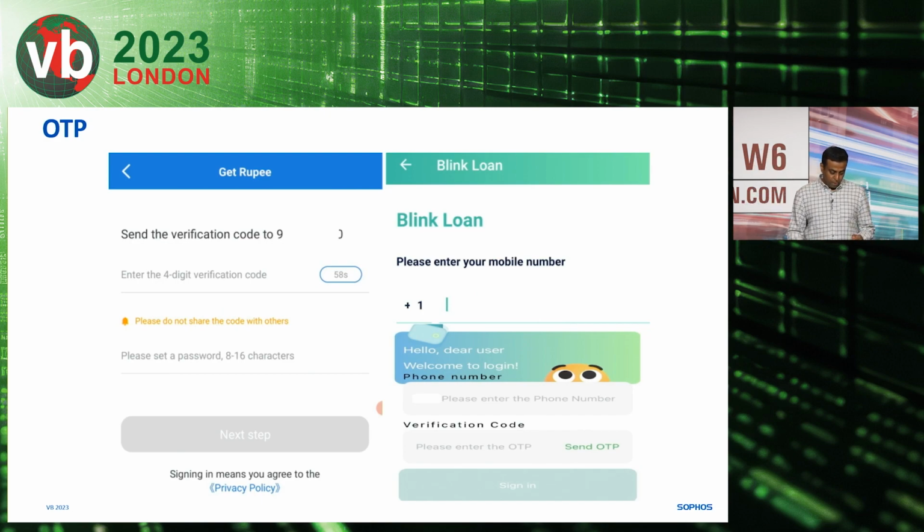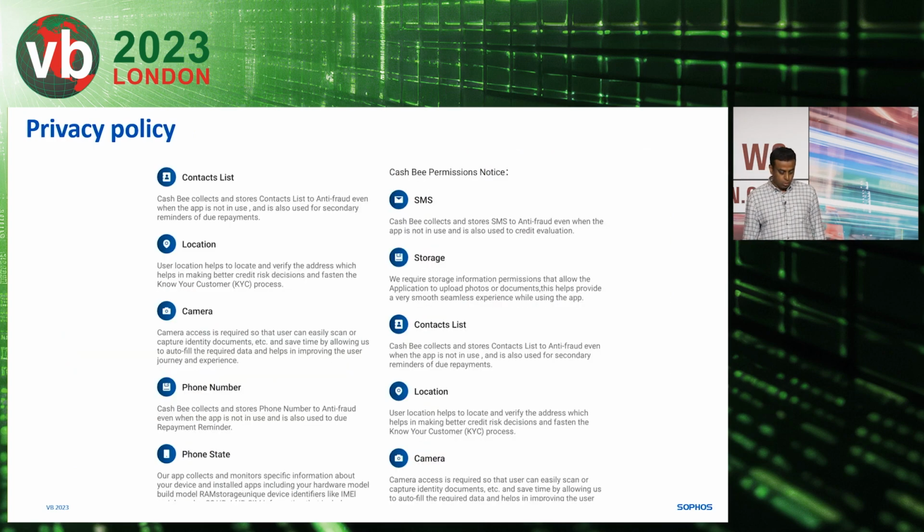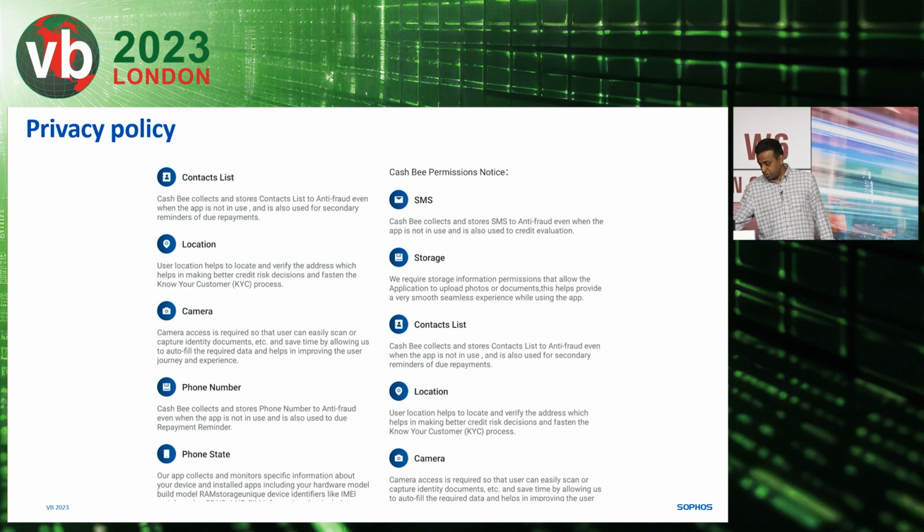The first thing, this is what happens. You install the app, you need a working number, and then you get a verification code. You enter the verification code and you get a privacy policy where it lists the different kinds of data they collect. You can see the different types of data they're collecting: SMS, location, application list, contact list, call logs, and it's sending it somewhere like upupfhufn.com, which was probably hosted on Alibaba Cloud. So this is quite a lot of data for a loan app to collect. You can see another privacy policy example here.